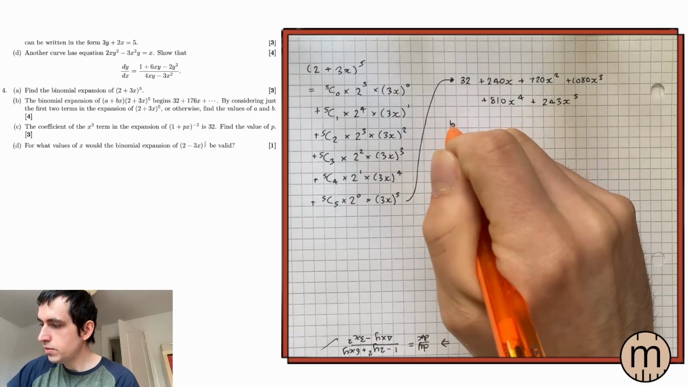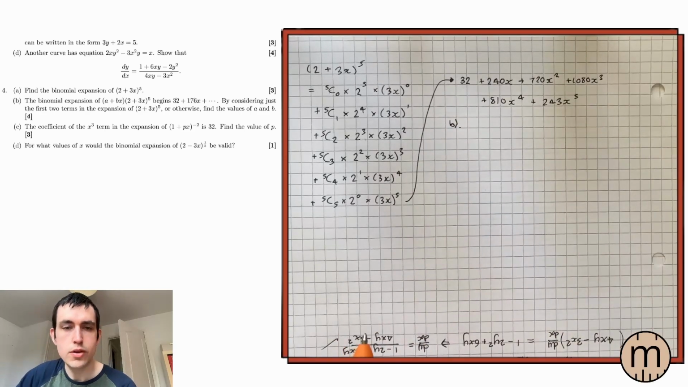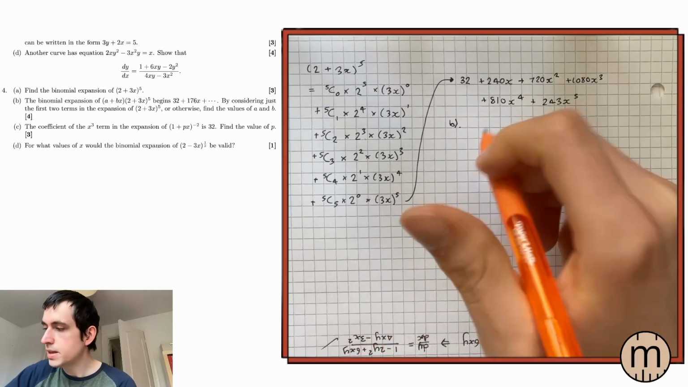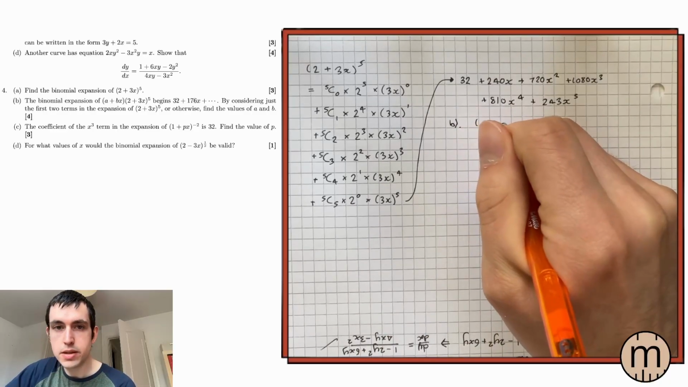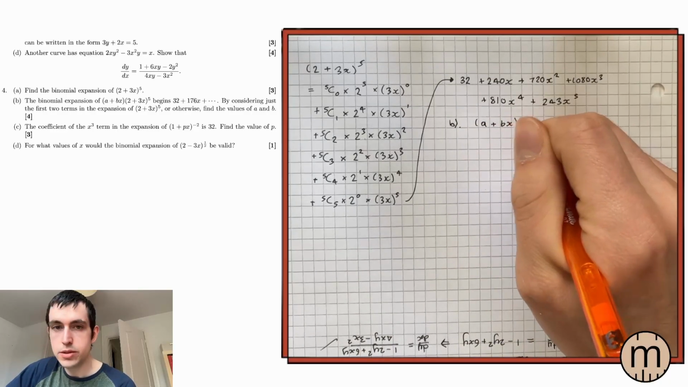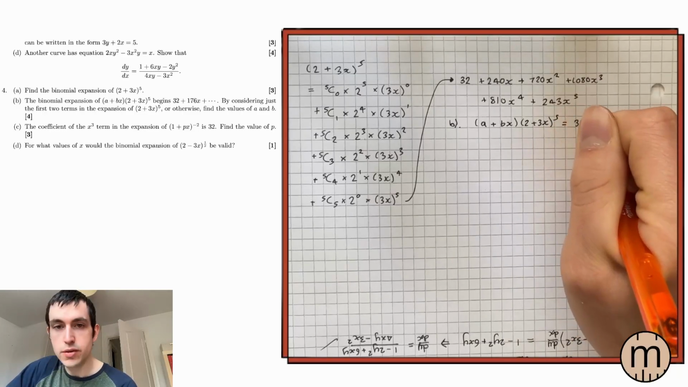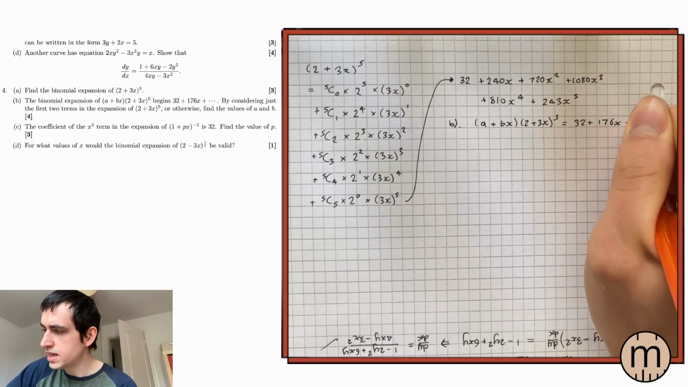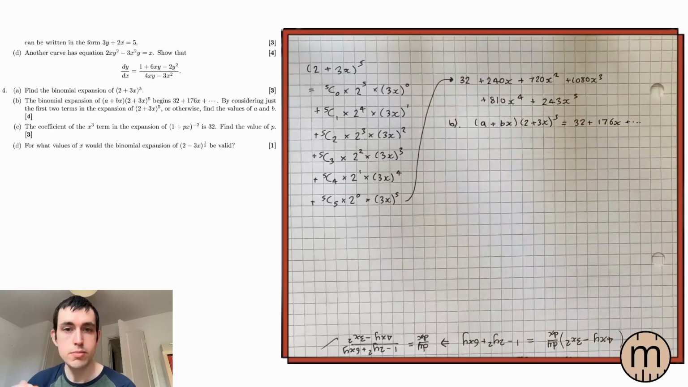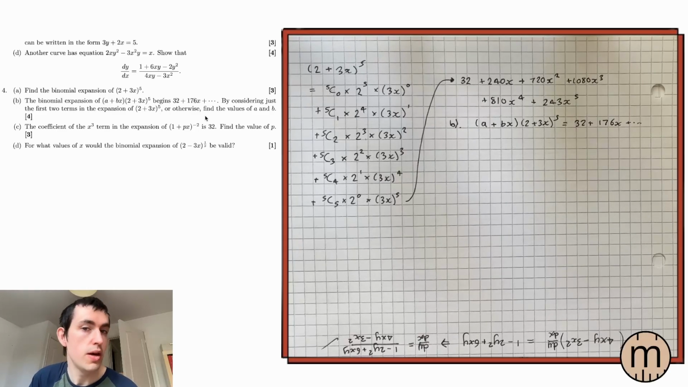In part B, which I'm going to write here because I've not got much room, the binomial expansion of a plus bx times 2 plus 3x to the power of 5, we are told is 32 plus 176x. We're not told any more terms. We don't need any more terms. And here it looks like it gives us a hint. By considering just the first 2 terms of the expansion that we just found, or otherwise, so do it another way if you want, find the values of a and b.